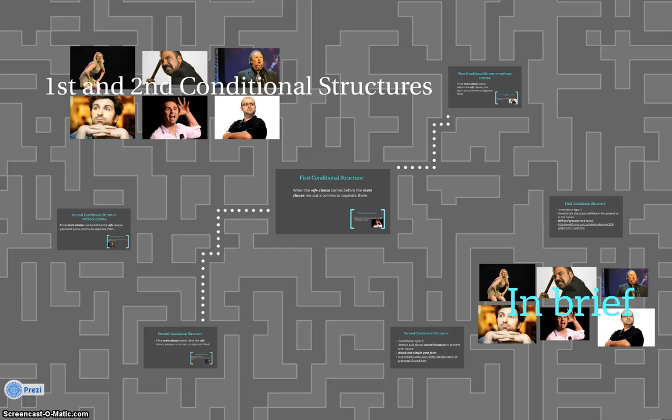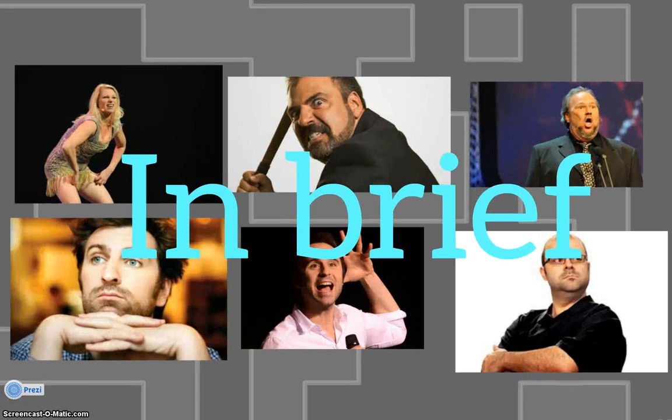In brief, there are two conditional forms, type 1 and type 2. Both are composed of two clauses, the main clause and the if clause. In the first conditional form, we use present tense and will. In the second conditional form, we use simple past tense and would.